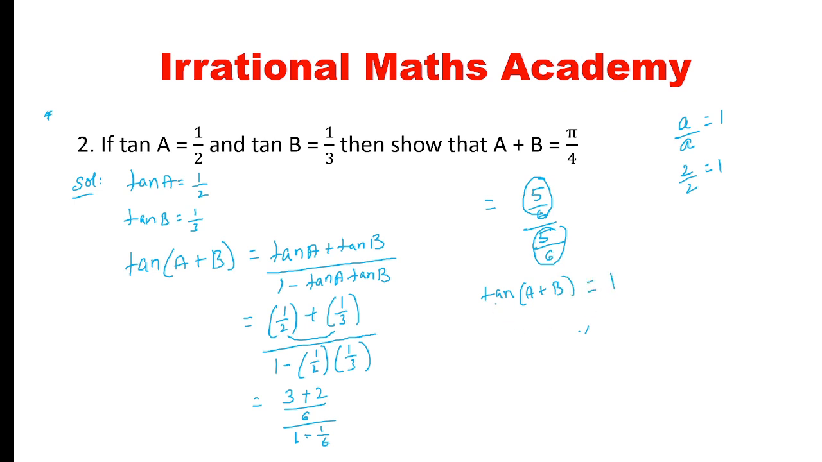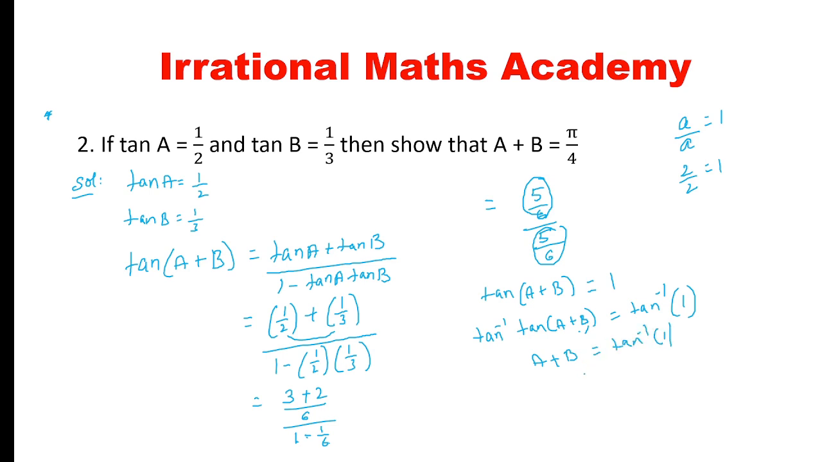Now what I'll do is, if I apply tan inverse on both sides, this is what I'll get here. Tan inverse and tan gets cancelled. A plus B equal to tan inverse 1.